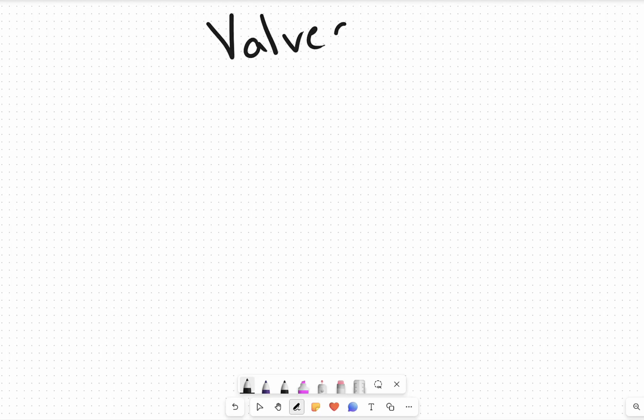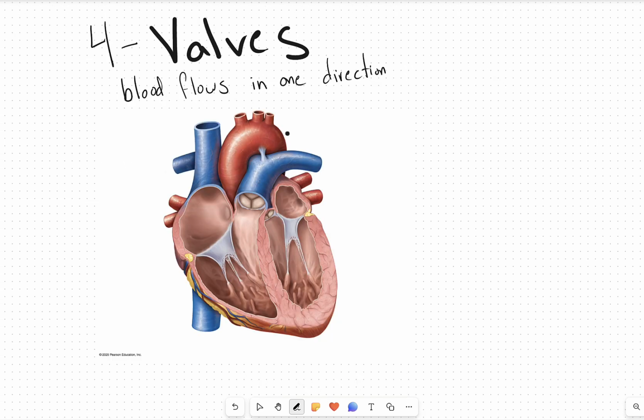Next, we'll look at the structure of the valves of the heart. When blood flows through the heart, it only flows in one direction. The valves are going to be helpful in making sure that the blood does not flow backwards and continues to flow in that one direction. There are a total of 4 valves in the heart, and we can group them into 2 sets of 2.